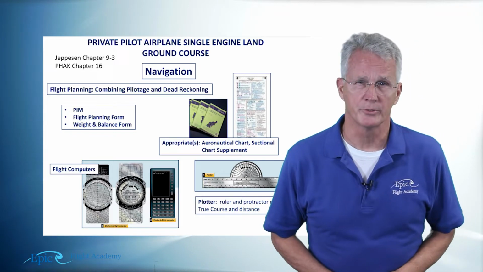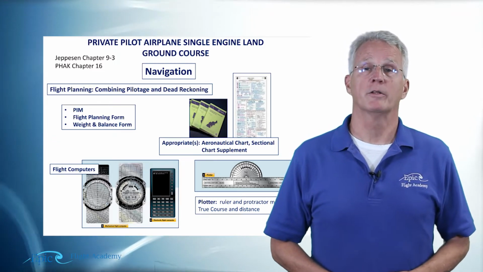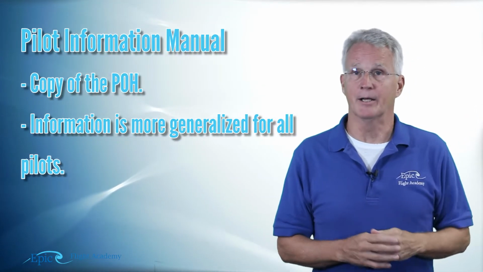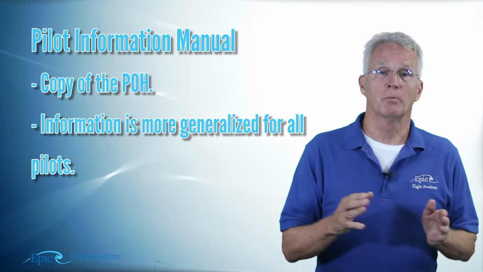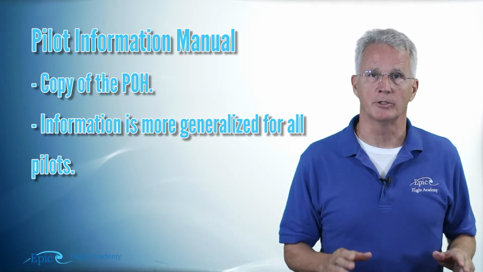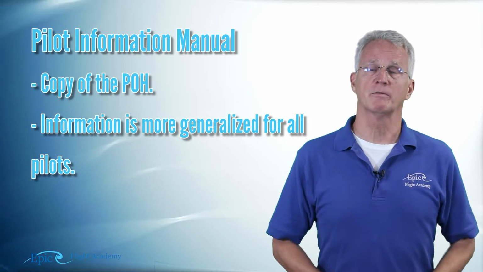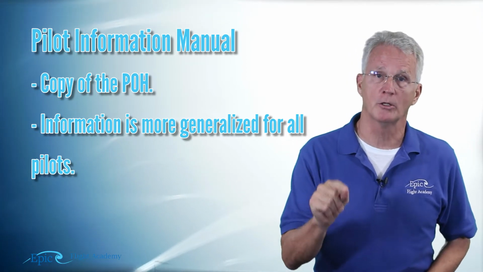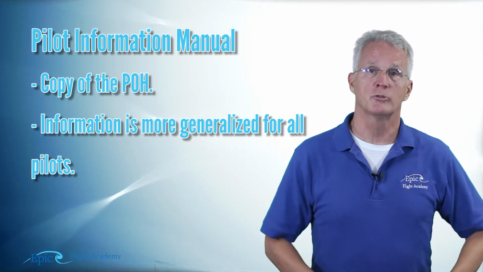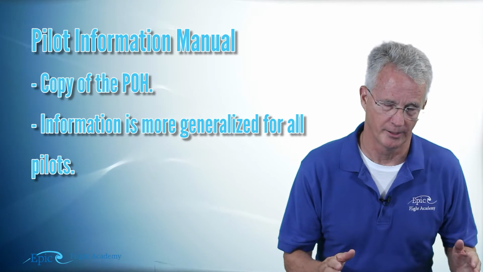Now, when we start to plan the navigation for our cross country, it's important that we use some of the performance parameters of the aircraft. We're going to find performance in Chapter 5 of the Pilot's Operating Handbook. Now, the PIM is the Pilot Information Manual, which is a copy of the POH. The difference, of course, is the POH may have some specific information to that particular serial numbered aircraft, where the PIM is just information in general. So for planning purposes, the PIM will suffice just fine.